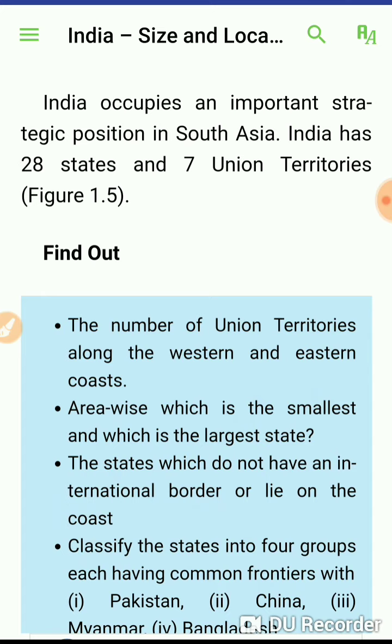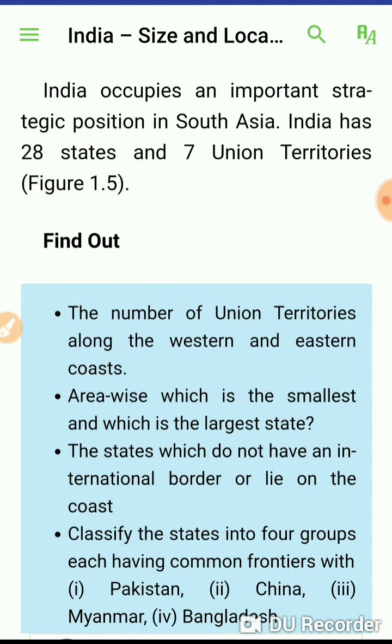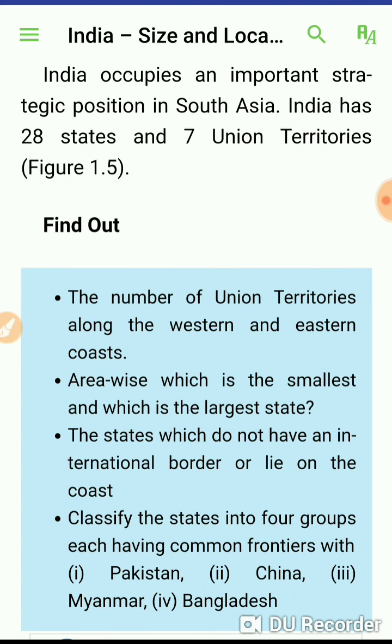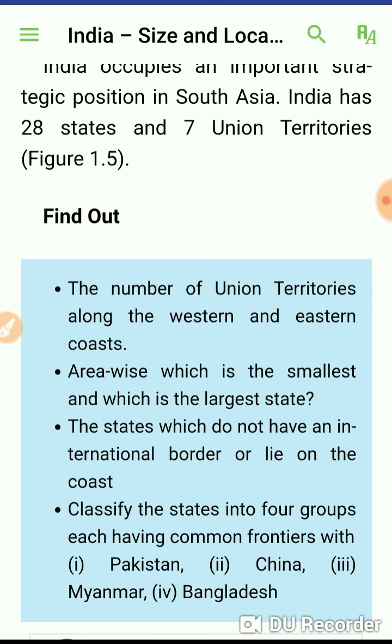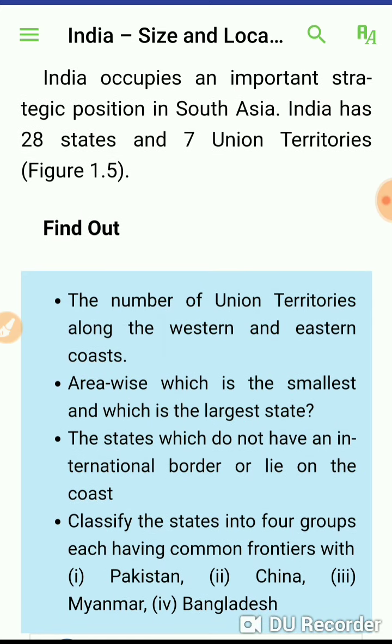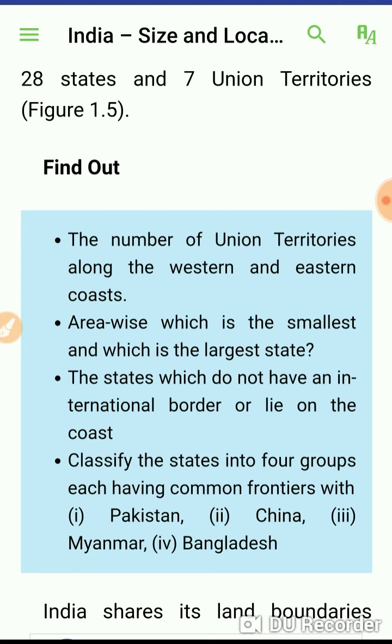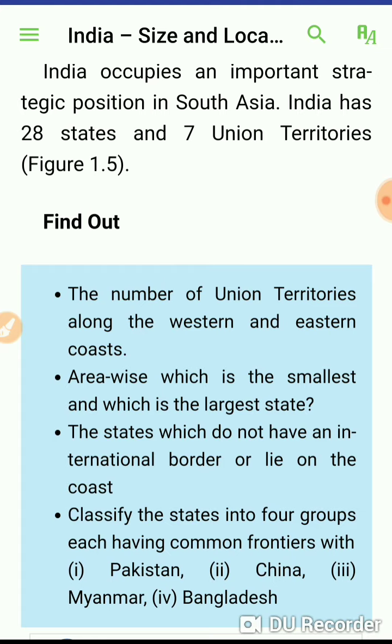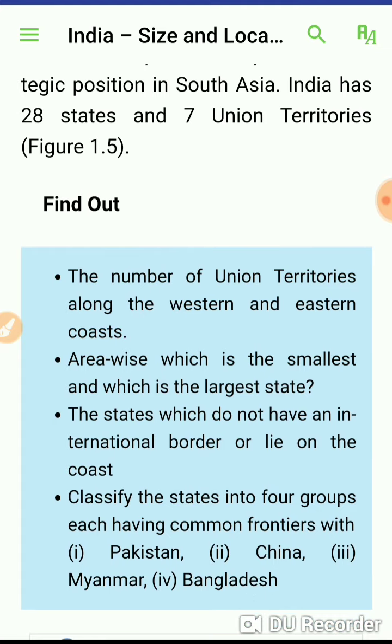India has 28 states and 7 union territories. This publication is a little bit older, so because of that it is given here as 28 states and 7 union territories. Right now we have 28 states and 9 union territories. Two other union territories are added to the list. One is the Union Territory of Ladakh, its capital is Leh. The second is the Union Territory of Jammu and Kashmir, its capital is Srinagar in summer and Jammu in winter. So these are the different union territories. You just make it correct here: 29 states and 9 union territories.